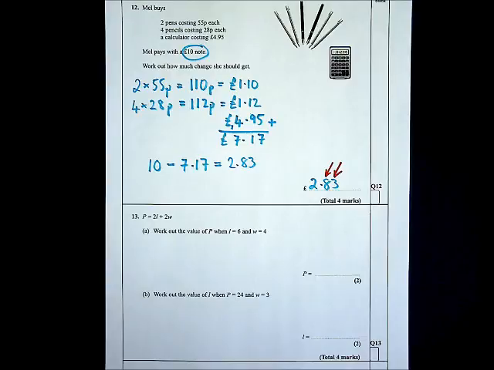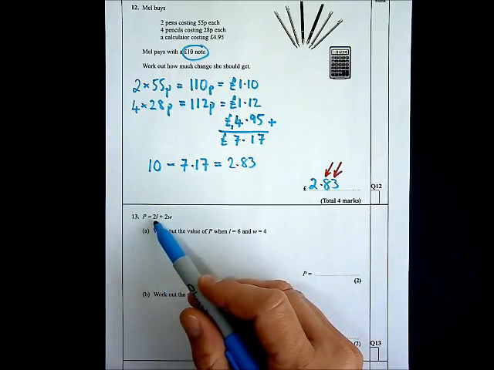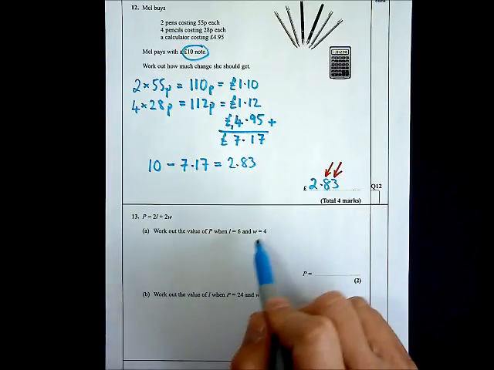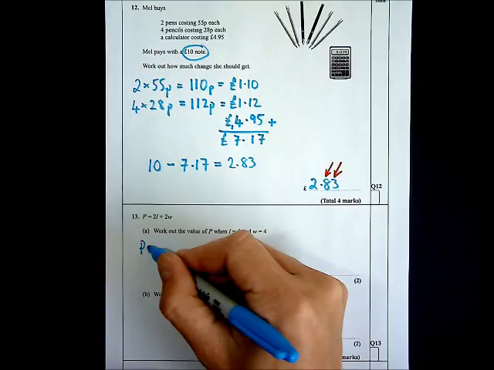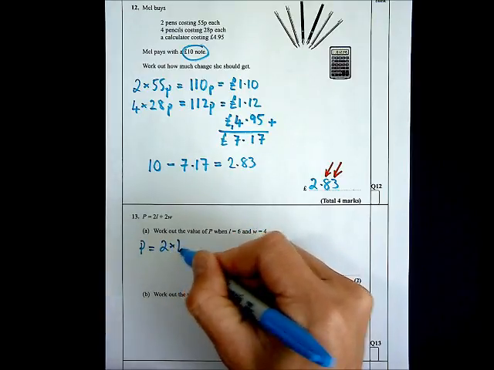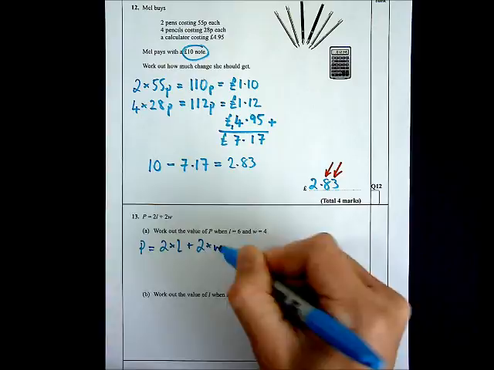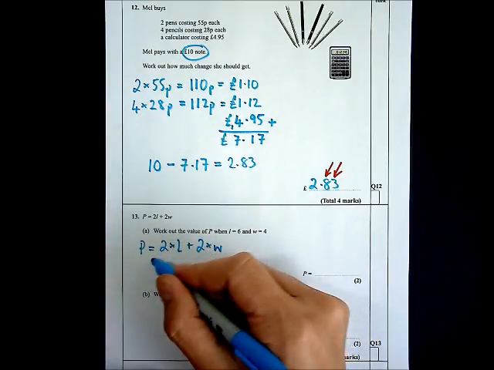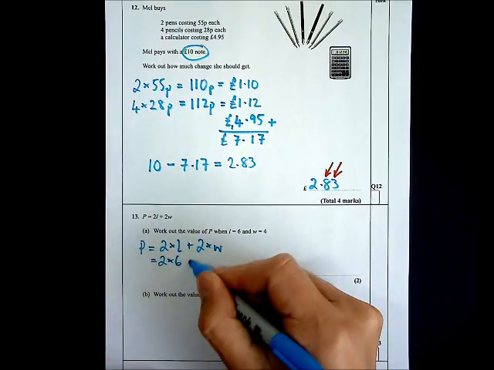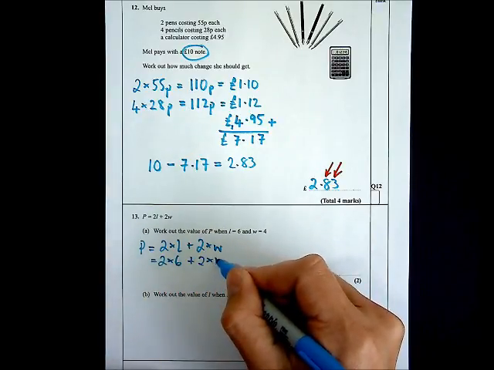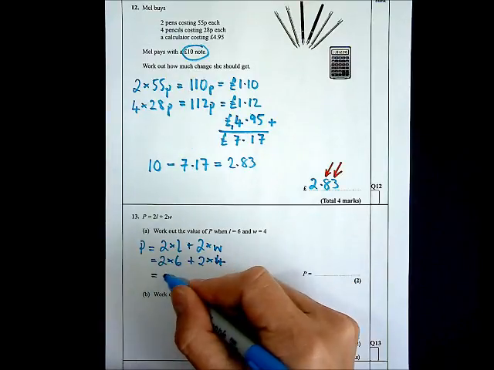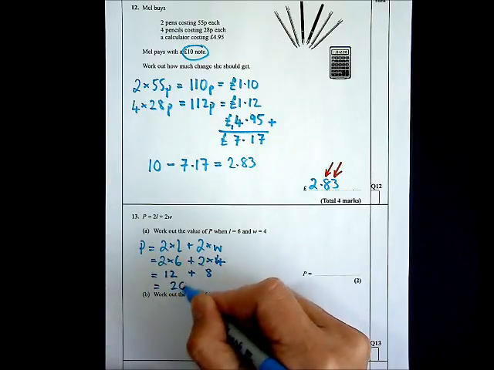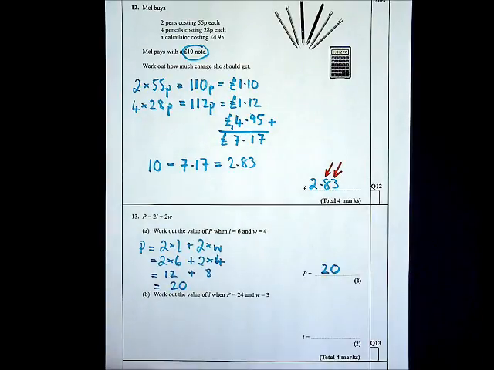On question 13, I'm told that P is equal to 2 lots of L add 2 lots of W, and in part A I'm asked to work out the value of P when L is 6 and W is 4. So P is equal to 2L, or 2 times L, plus 2 times W, and this is an L, not a 1. Again, easy to be confused by that. So if L is 6, this is going to be 2 times by 6, added on to 2 times by 4. 2 times by 6 would be 12, 2 times by 4 would be 8, and if I add those two together, I'm going to get a value for P of 20.